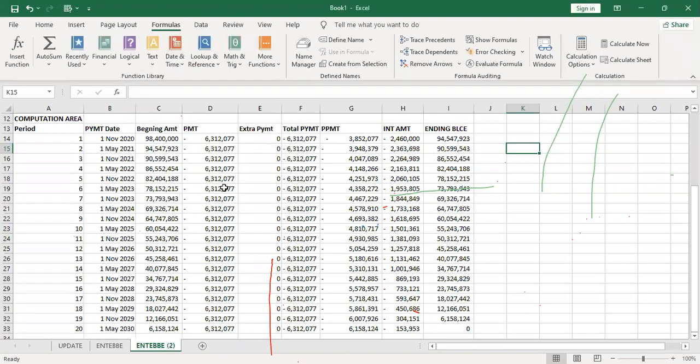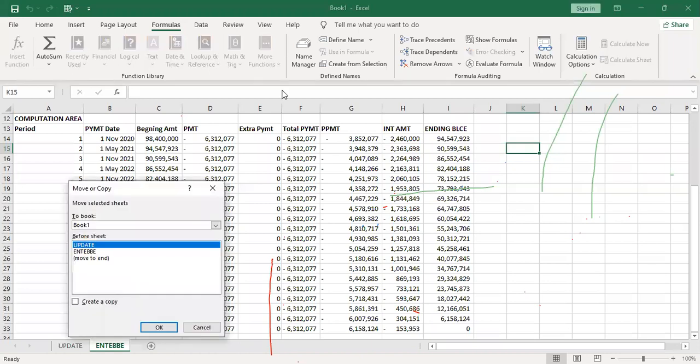Pardon, sir. I've said, do you have the entire worksheet or the worksheet that has PMT, etc.? Either sheet two or sheet one. Okay, this is my worksheet called Entebbe. Yours may be sheet one or sheet two. Point the cursor to that Entebbe worksheet, right click, click on move or copy.